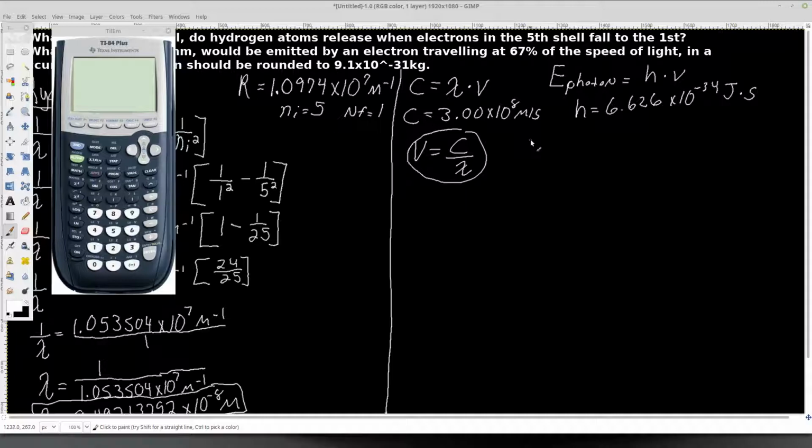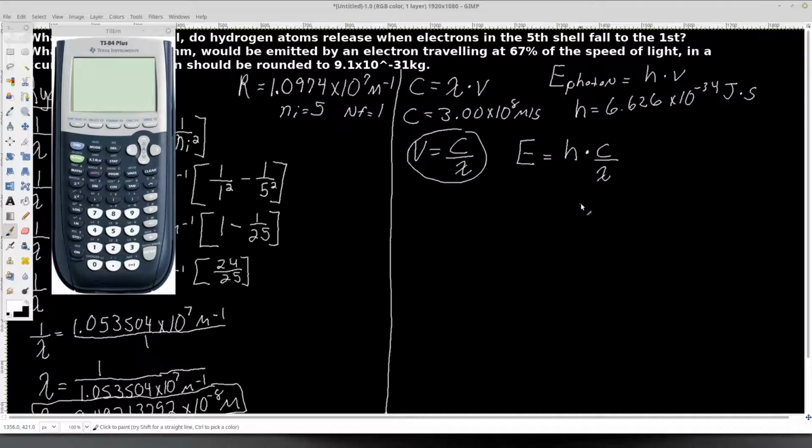So here we go. Let me go ahead and show how this is substituted in. There's the h. E equals h times v, but in place of v, we're going to write the speed of light divided by wavelength. Yay!